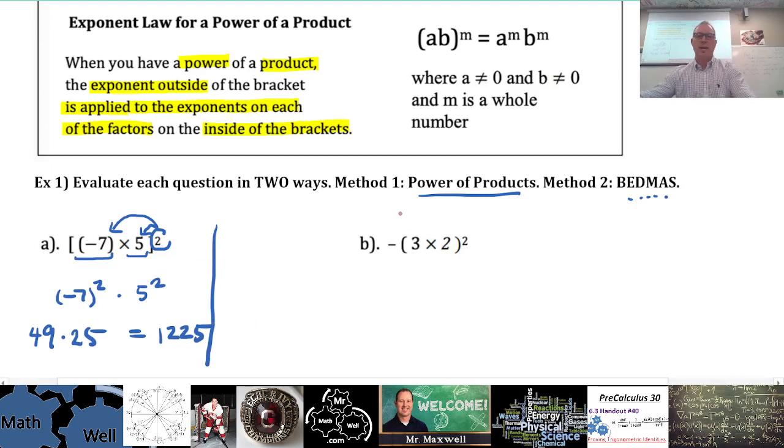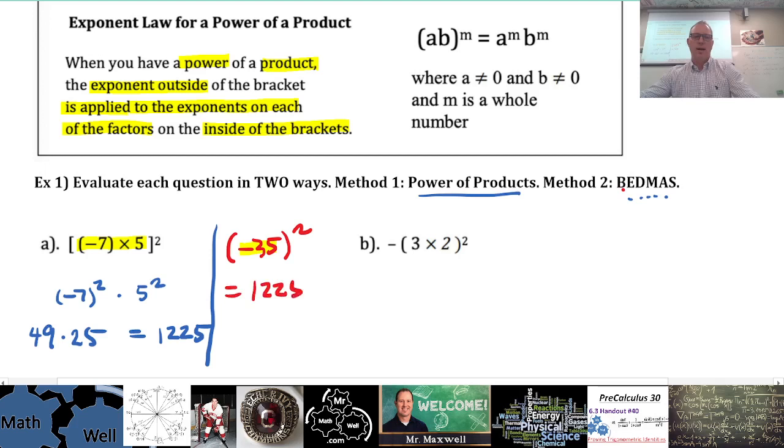Let's use BEDMAS. Okay, what is negative 7 times 5? Because BEDMAS says we have to evaluate inside the brackets first, right? So negative 35, good. And then all of that would be squared. So this is the second method, evaluating what's inside the brackets first. So what's negative 35 squared? Well, that's going to be negative 35 times negative 35 is going to be, oh, look at that.